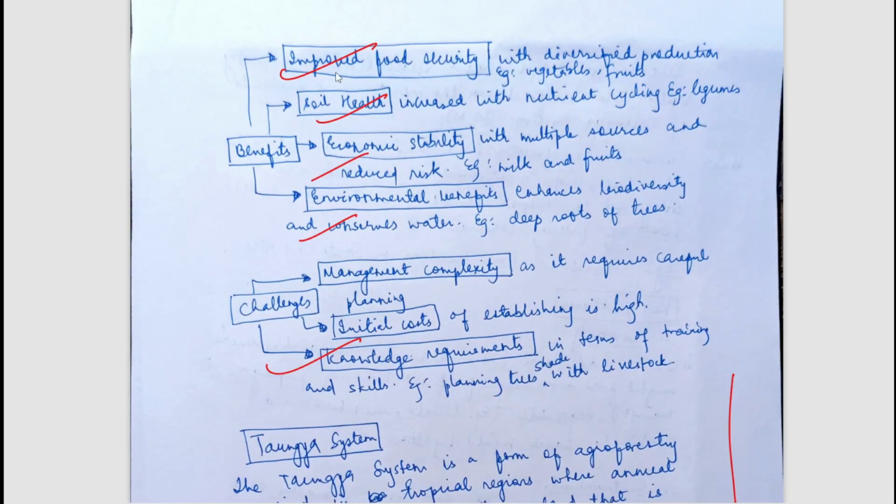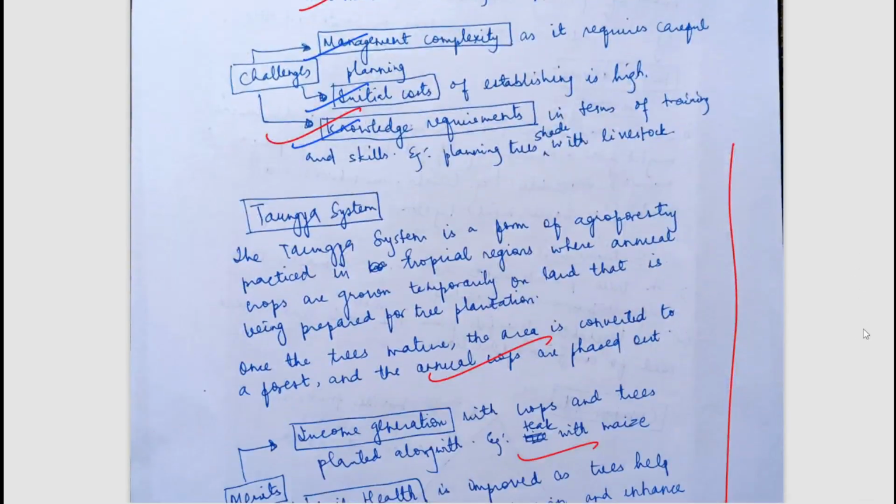Its benefits are also there, such as improved food security, because there is diversified food production, and you will get diversified nutrition from diversified products. It leads to increased soil health. There is economic stability. There are economic benefits. Challenges have also been mentioned, such as management complexity, initial cost, knowledge requirements. Obviously, for dealing with such a number of crops, the farmer should have a certain amount of knowledge.